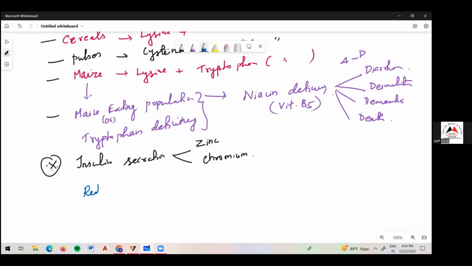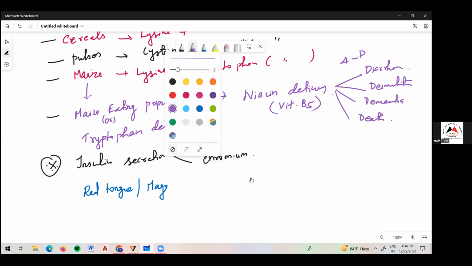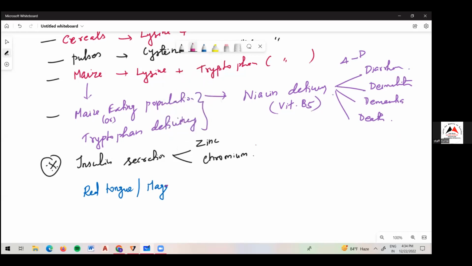Red tongue. The tongue will look very red in color, or a magenta tongue, magenta color. Which is magenta color? Yeah, this is called magenta. A red color tongue or magenta color tongue occurs due to B2 deficiency, not B12 deficiency.